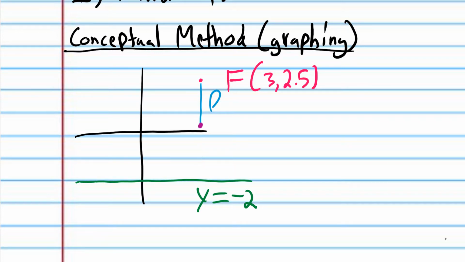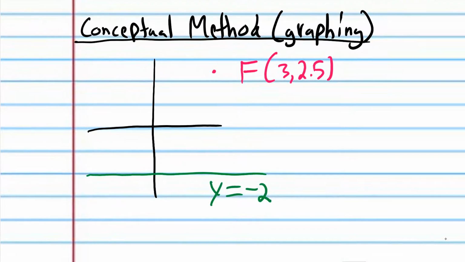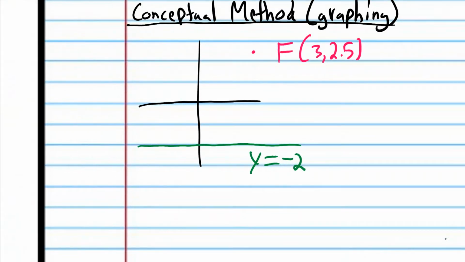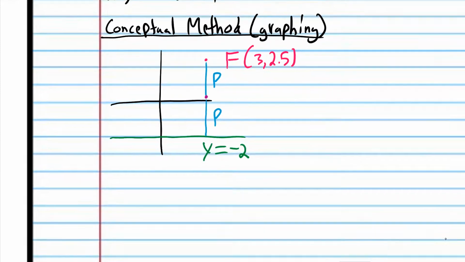So it'd be nice if we had the coordinates of the vertex, then we could find p pretty easily. But we don't have the vertex, so how do we do this? Well, we know that we can find the distance from the focus all the way to the directrix. And we can just do that conceptually.